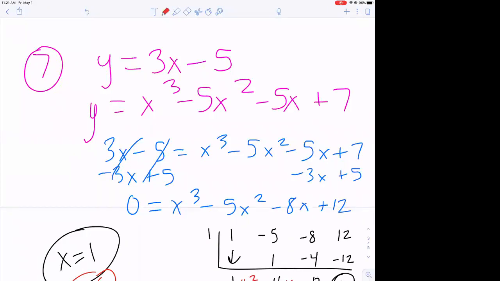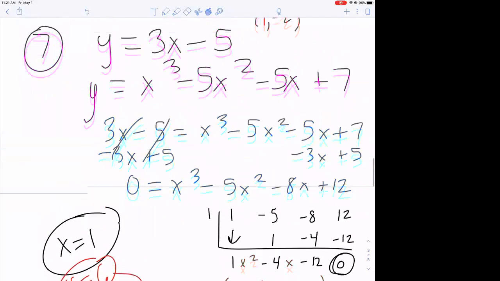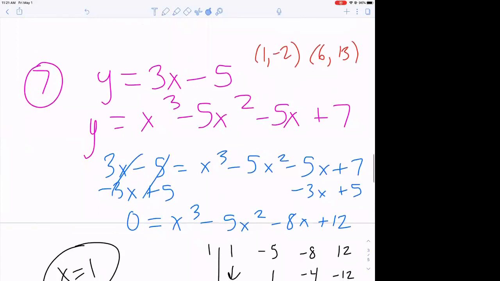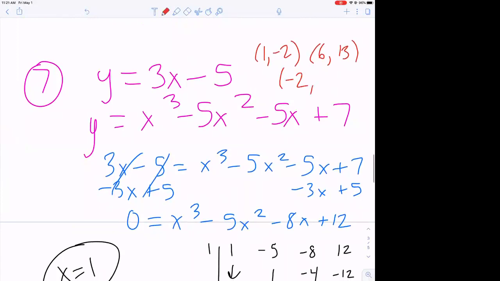If we plug in 1, we get 3 - 5, which is -2. If we plug in 6, we get 18 minus 5 is 13. And if we plug in -2, we get -6 minus 5, so I have -11. Does that all look right to you guys? Sweet. I apologize. I think you guys are seeing my floor right now. But I will be back to Desmos in a second. So yeah, we'll plug in this last one, and then we're good to go.